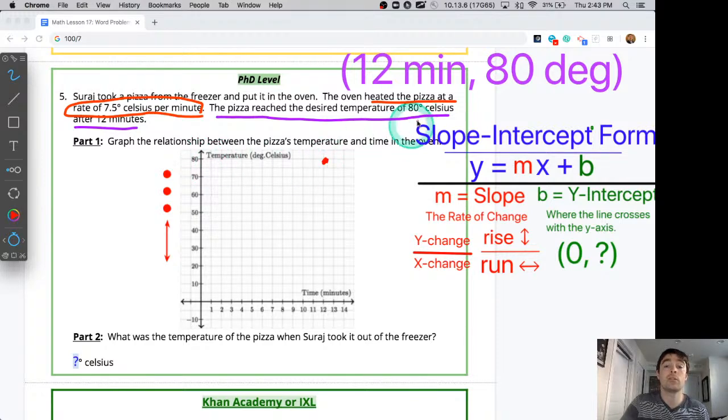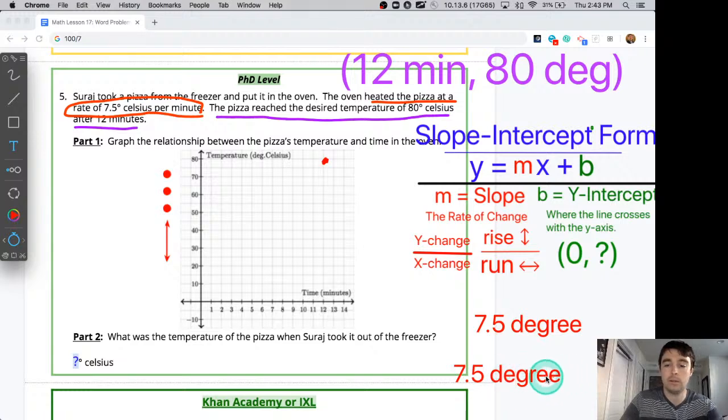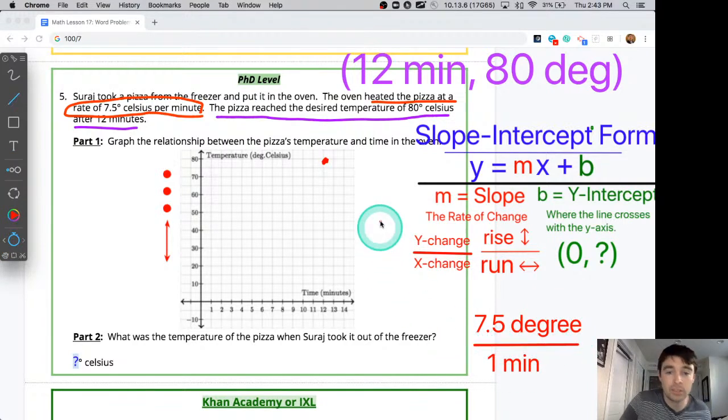Now I'm going to need to use that rate of change to find more data points. It says the pizza's heated at a rate of 7.5 degrees Celsius per every minute. So I get 7.5 degrees every 1 minute. And now here the challenge is, when I look on this graph, 7.5 degrees every 1 minute, I'd love to go back by 1 minute and go down by 7.5 degrees, but the graph counts by 5-degree things.